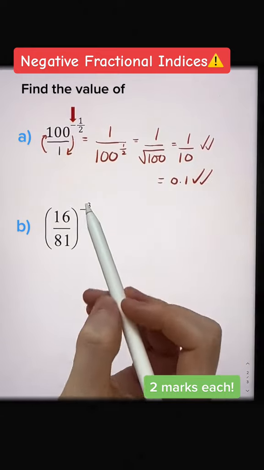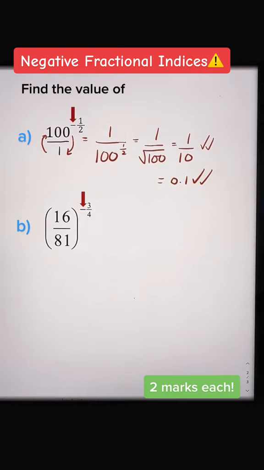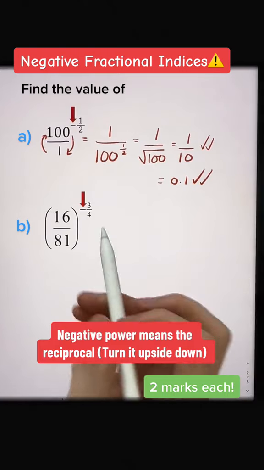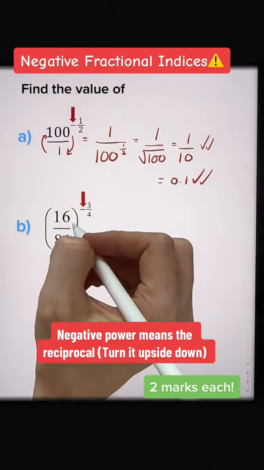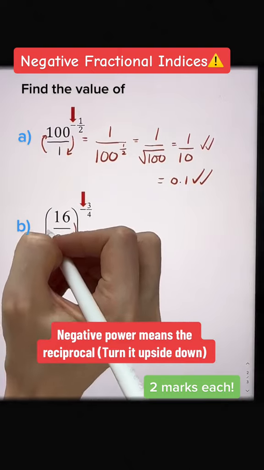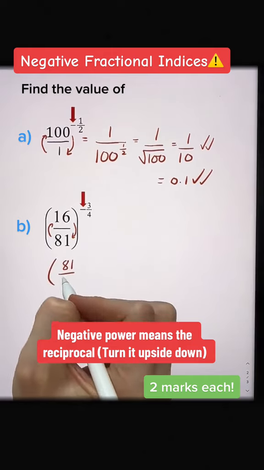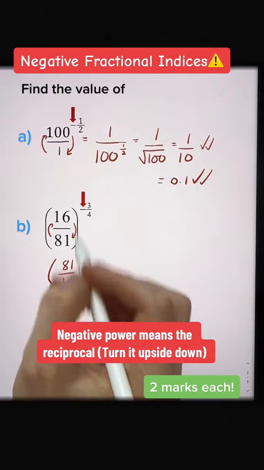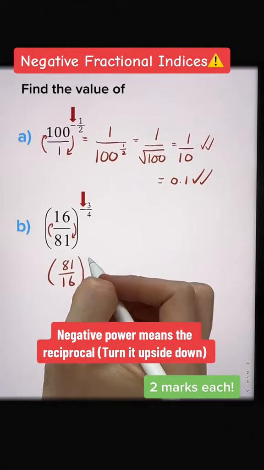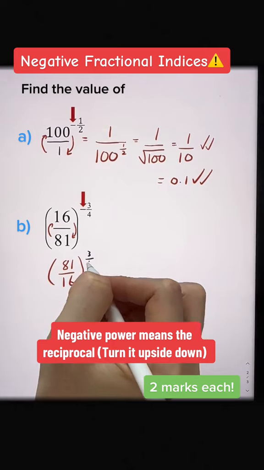For part B, again, as we see a negative power, we know a negative power means the reciprocal. In other words, to turn it upside down. So I'm going to start by rewriting my fraction the other way around. So instead of being 16 over 81, I'm going to rewrite my fraction as being 81 on the top and now 16 on the bottom. And I always write the power positive. So instead of writing negative 3/4, I just write positive 3/4.